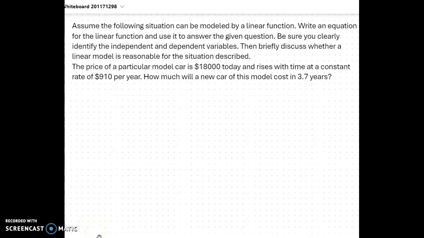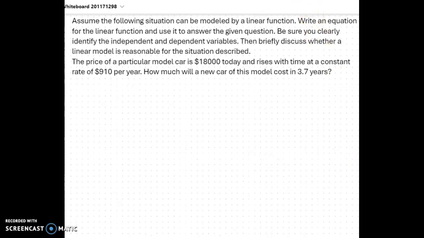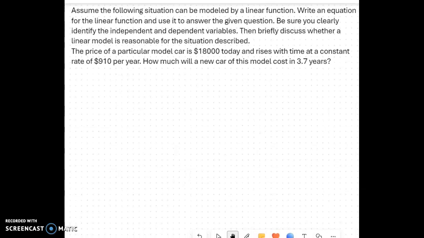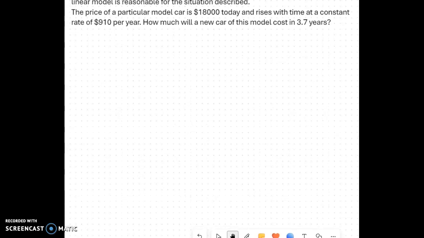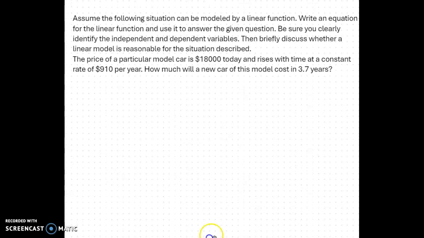So this question comes from 9B and it says, assume the following situation can be modeled by a linear function. Write an equation for the linear function and use it to answer the given question. Be sure that you clearly identify the independent and dependent variables, then briefly discuss whether a linear model is reasonable for the situation described.